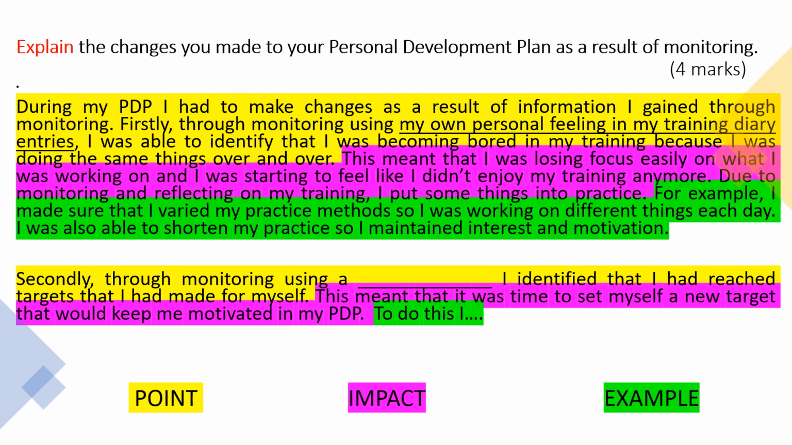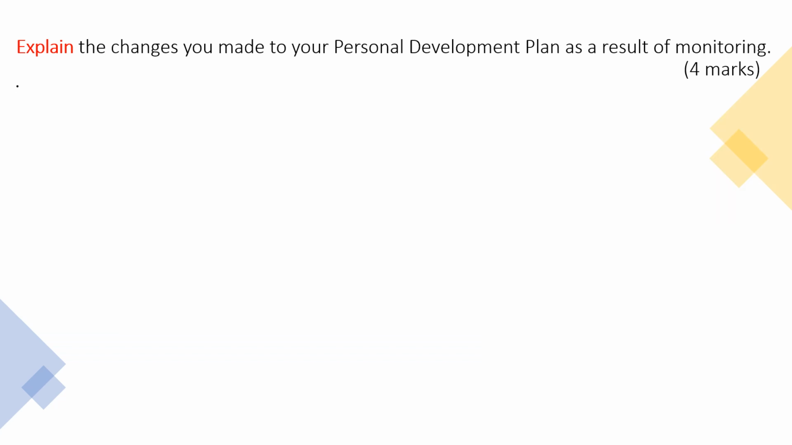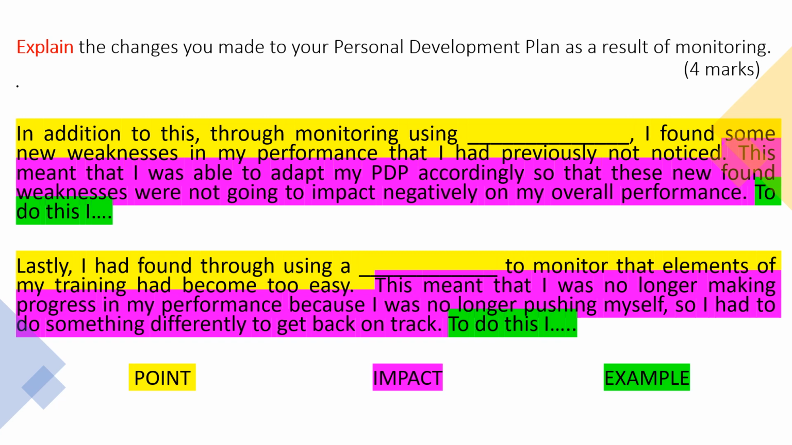Moving on to points 3 and 4. So each and every time at higher level, I've had to find 4 points. I gave my point in yellow, I then give the impact that that's had, and I give the example. Doing it like this, especially as I've said to you before, leaving a gap in between, will make it very, very easy for the marker to give you 4 marks.